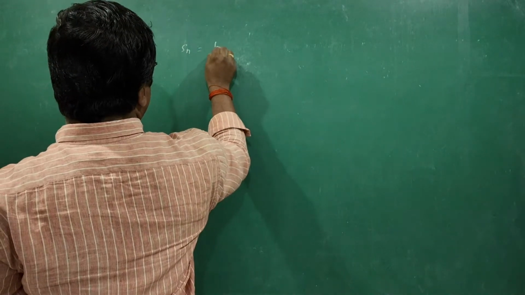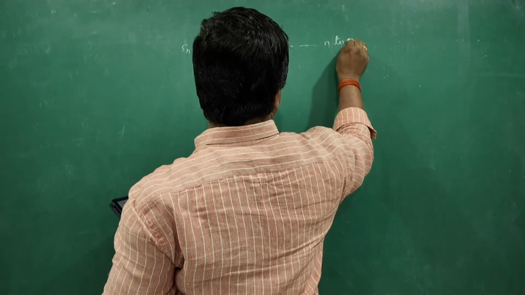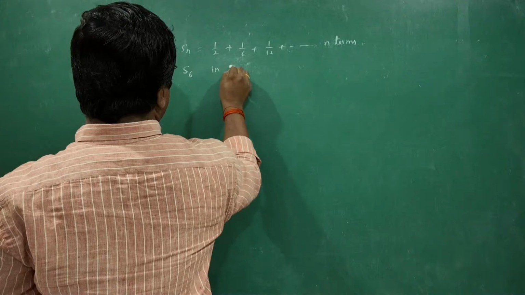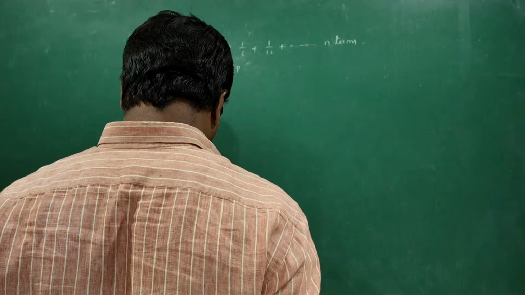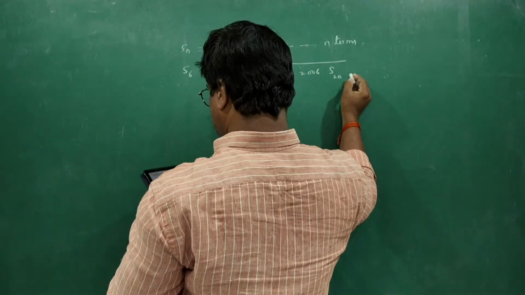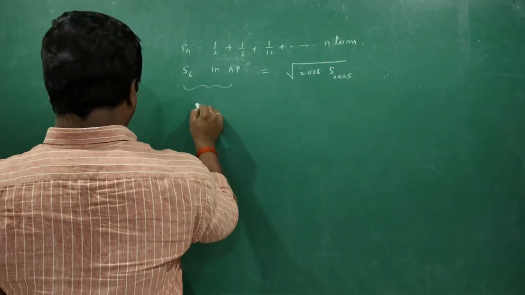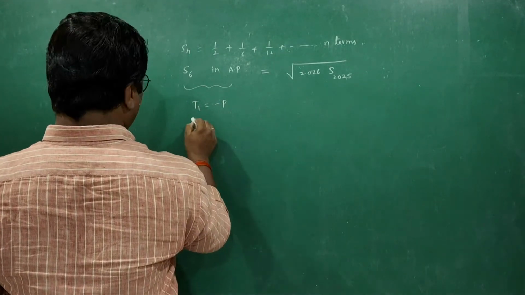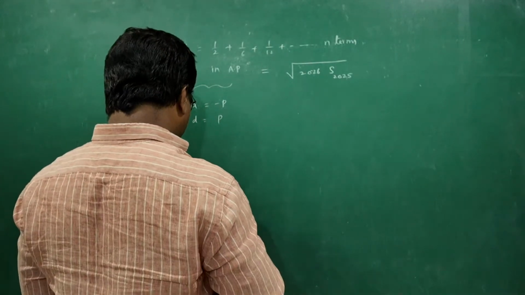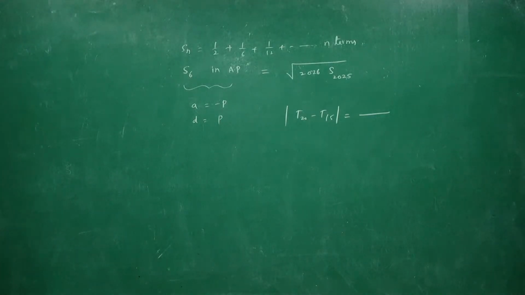The question is Sn equal to 1 by 2 plus 1 by 6 plus 1 by 12 and so on, n terms is given. The sum of first 6 terms in AP is given as root over 2026, and here it is 2025, and here the first term is minus p. First term is nothing but a, common difference is nothing but d, that is given as p. Next, absolute value of the difference between the 20th and 15th term, modulus of t20 minus t15. That is the aim to find here.